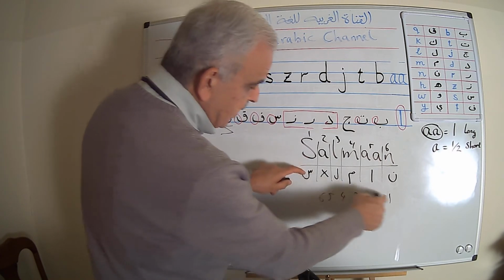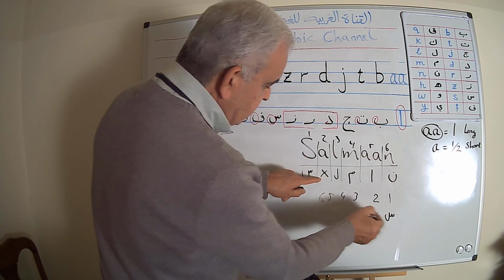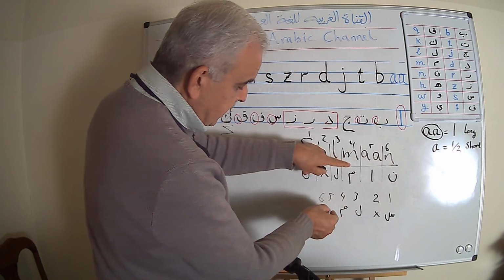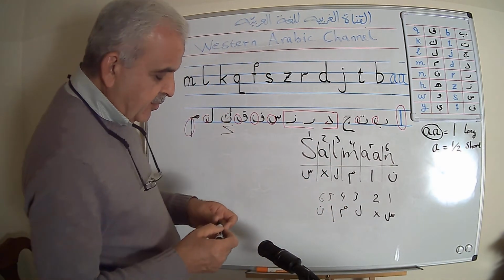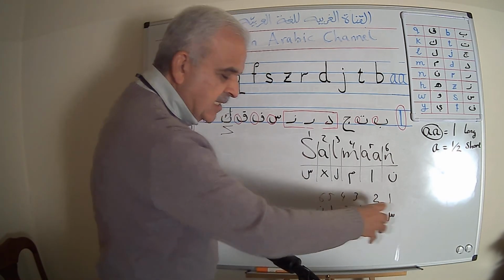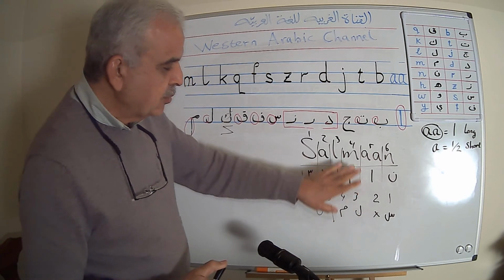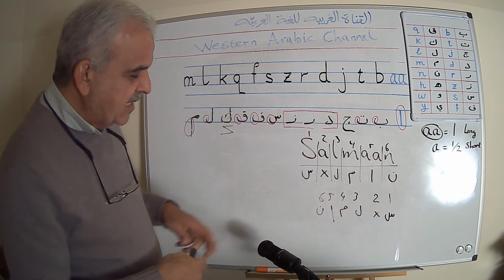S number 1 comes under number 1. 2, we don't write it now. L, M, A, and Nun. So those are the letters which are the components of the word or the noun Salman. So how do we connect that together?